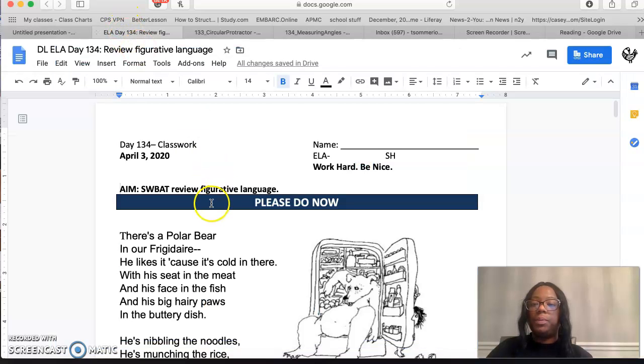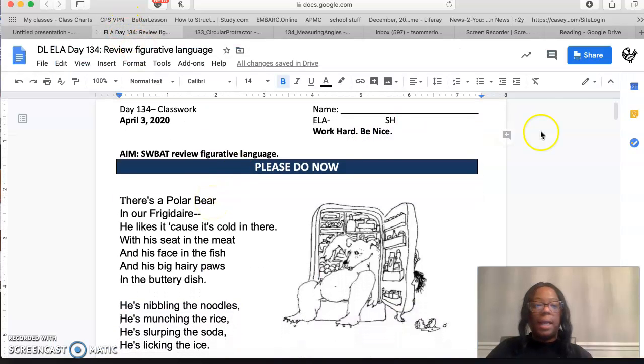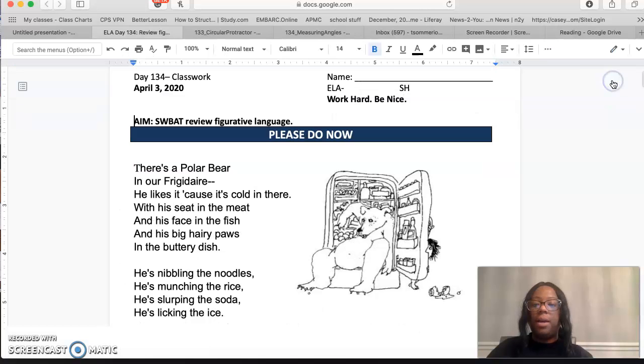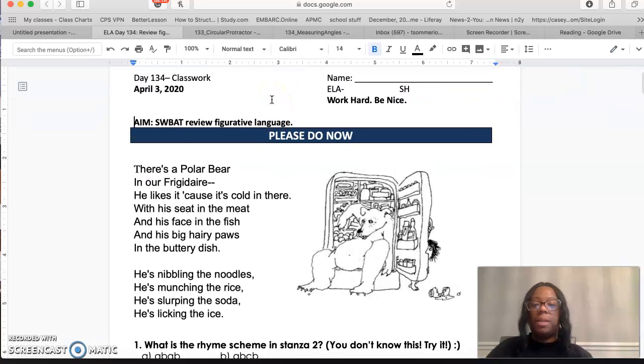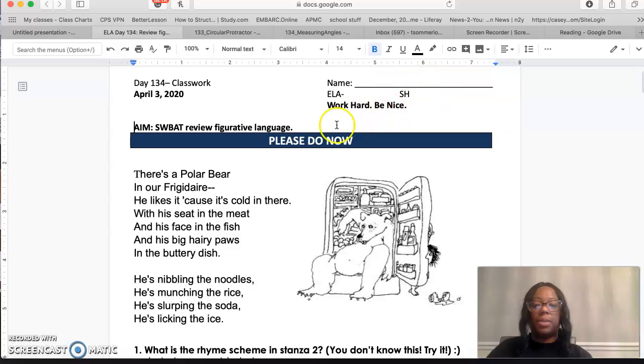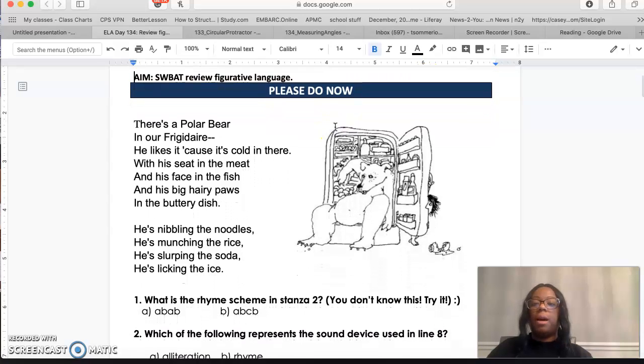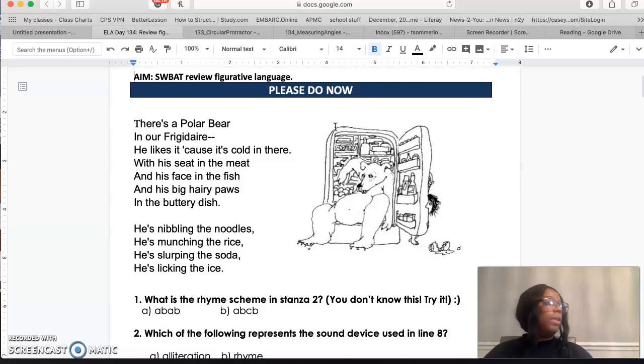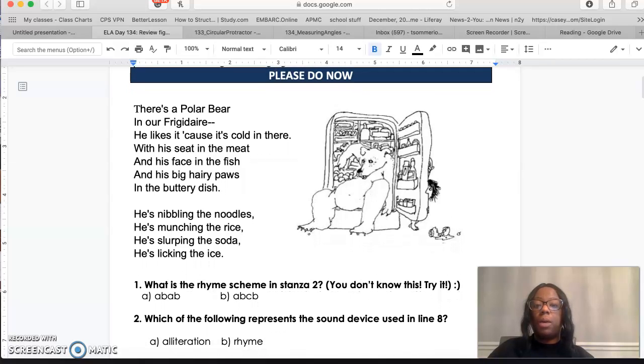All right. Today, let me make a better view. We are going to start with the PDN. Make sure you write your first name, last name, circle your home room. Our aim today is we will review figurative language. We have gone over all 6 literary devices, so you have to show what you know. Now, I'm going to give you some time to press pause so you can complete your do now.